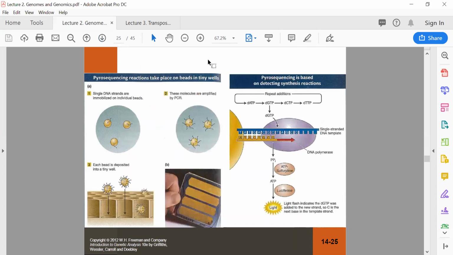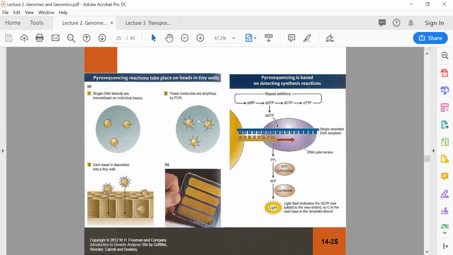All right, so just looking at the left, the image on the left, and this is showing these tiny beads on which those pyrosequencing reactions will take place. So single strands, single DNA strands are attached to individual beads.